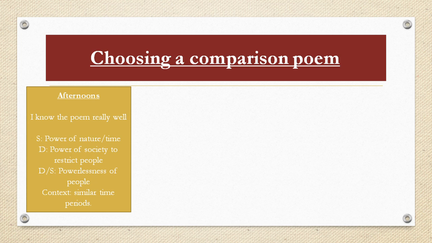Similarities I can think of off the top of my head very quickly for Afternoons were the power of nature and time in both poems. Larkin focuses more on the power of society to restrict people. That's not really present in Hawk Roosting. And both poems cover the powerlessness of people, but obviously Hughes does that in a slightly different way to Larkin, so it's a similarity and a difference. Context is interesting because they are similar time periods as well.